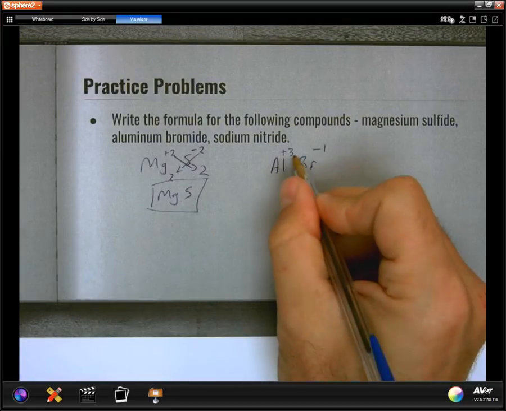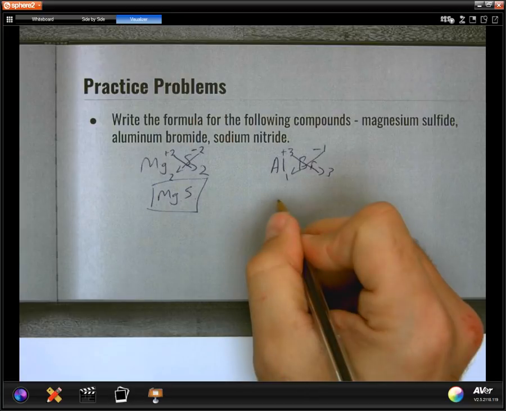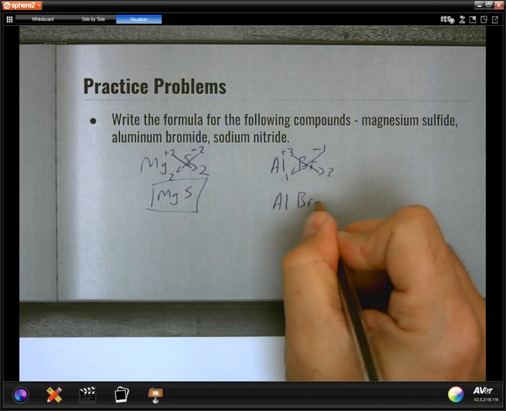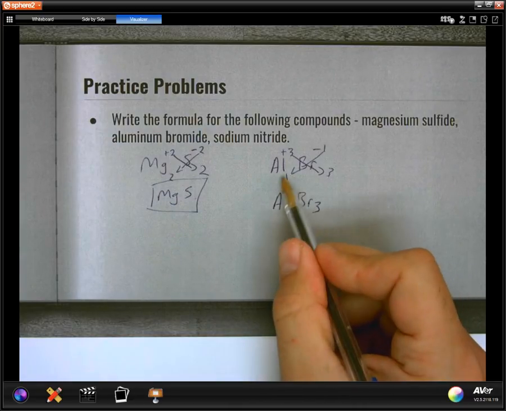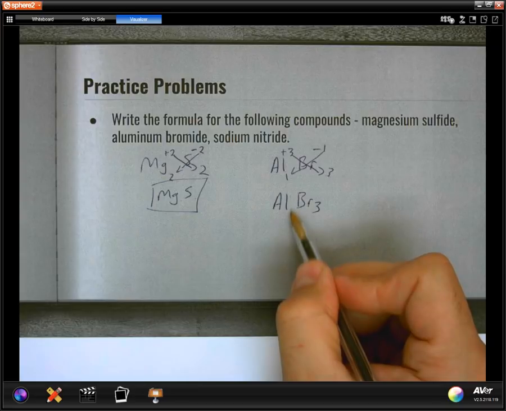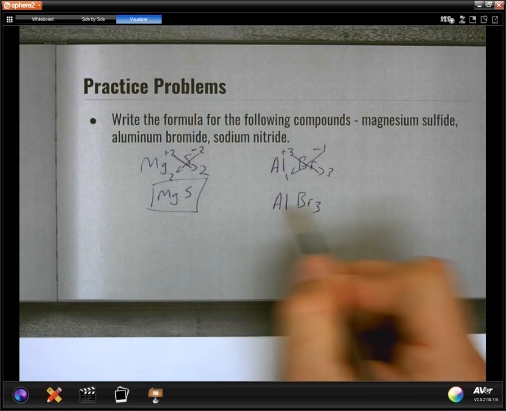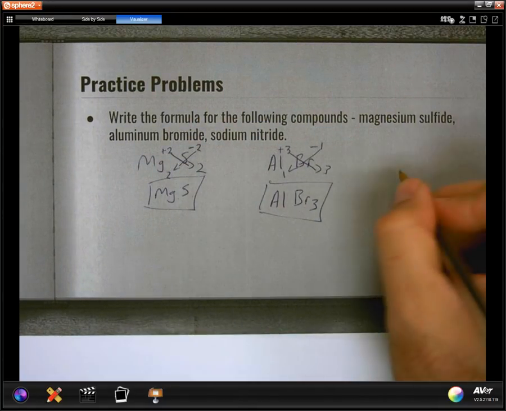Do that idea of just crossing the absolute value, and then rewrite your answer to give me the correct chemical formula that's all nice and polished. Again, I don't need to write the 1 because we're lazy, and so if I don't have to, I don't need to. We don't write a 1. It's already assumed that there's just 1 aluminum, but I do need the 3 down here, and that would be my answer for aluminum bromide. Again, as you can see, this is all pretty straightforward.